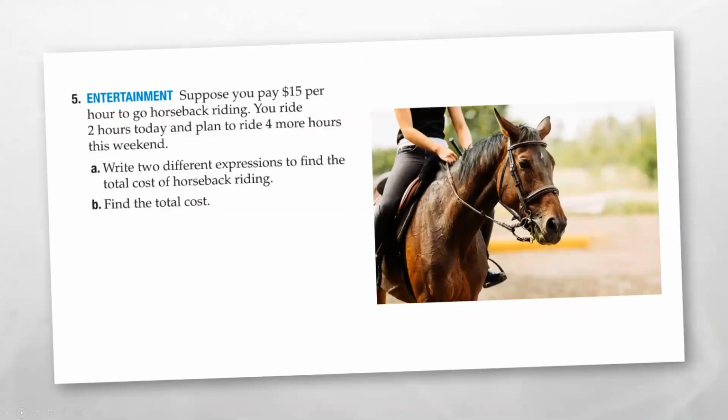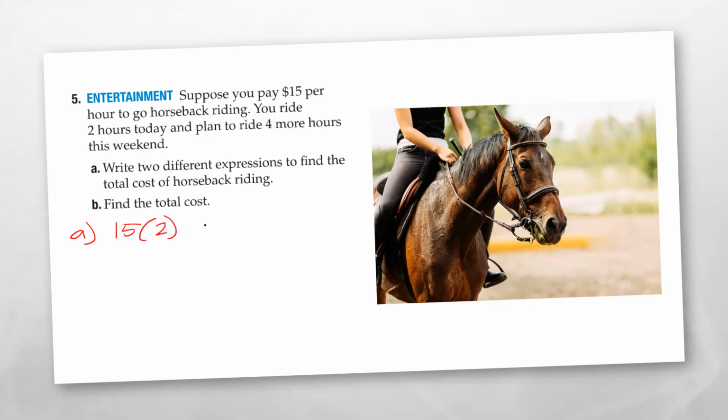All right, so we're going to move on to problem number 5, a word problem, everyone's favorite. It says, suppose you pay $15 per hour to go horseback riding. You ride 2 hours today and plan to ride 4 more hours this weekend. Write 2 different expressions to find the total cost of horseback riding. Okay, so first thing you can do is say, okay, it's $15 per hour, right? And the first day you ride 2 hours.